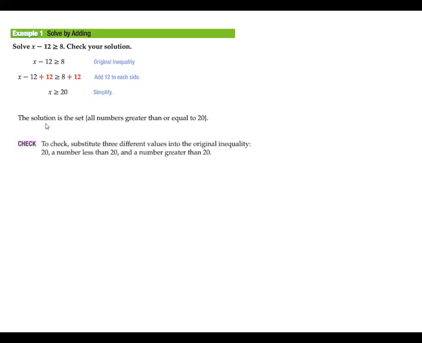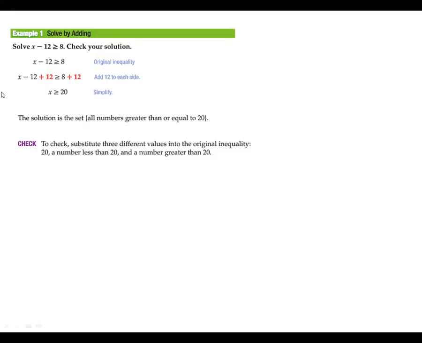So if I solve x minus 12 is greater than or equal to 8, I start with the original inequality, and then you could get x by itself by adding 12 to both sides. Now, when you add 12 to both sides, the addition property of inequality says the inequality still holds true. So the 12s would cancel, and 8 plus 12 is 20. So that means that x has to be greater than or equal to 20 for the inequality to be true. So the solution is the set of all numbers greater than or equal to 20. That's what that means.